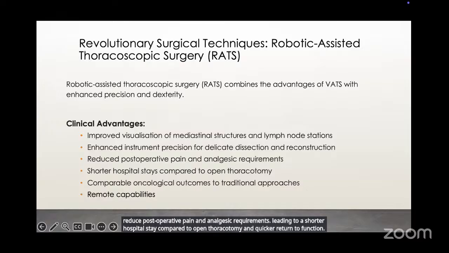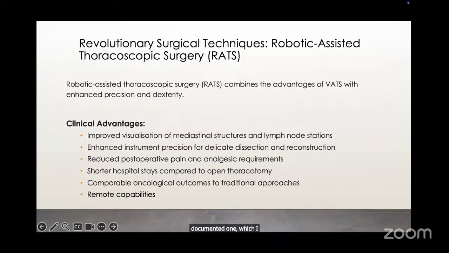It has comparable oncological outcomes to traditional approaches, and also a novel approach is remote capabilities. It's noted that the first documented one, which I saw in literature, was in 2024. In July, surgeons in Shanghai successfully performed a remote lobectomy and lymph node dissection in a patient in Xinjiang, which was actually 4,000 meters away, using 5G powered robots.